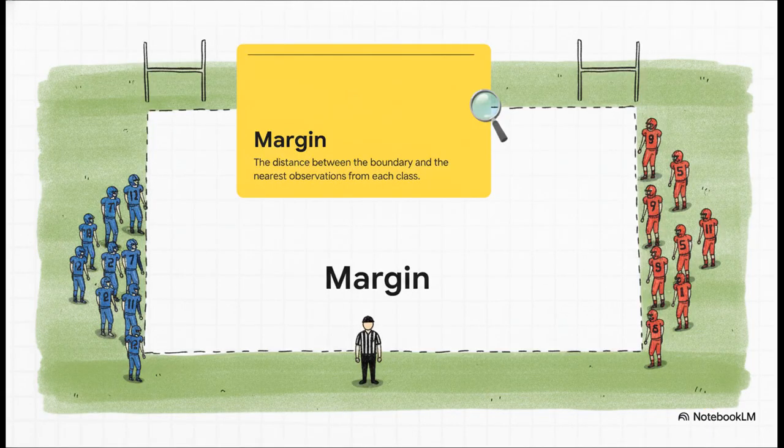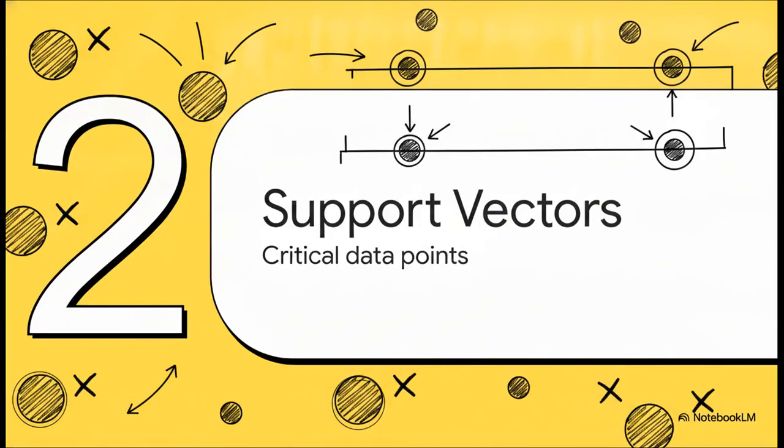That empty breathing room? In SVM, we call that the margin. The margin is literally just the distance between your decision boundary and the nearest data points from each class. Think of it like separating two rival football teams. You wouldn't put them 1 meter apart, you'd put them 20 meters apart to avoid a brawl. SVM always prefers the widest possible separation. Why? Because the wider the margin, the safer and more robust our model is when new, unseen data comes rolling in.